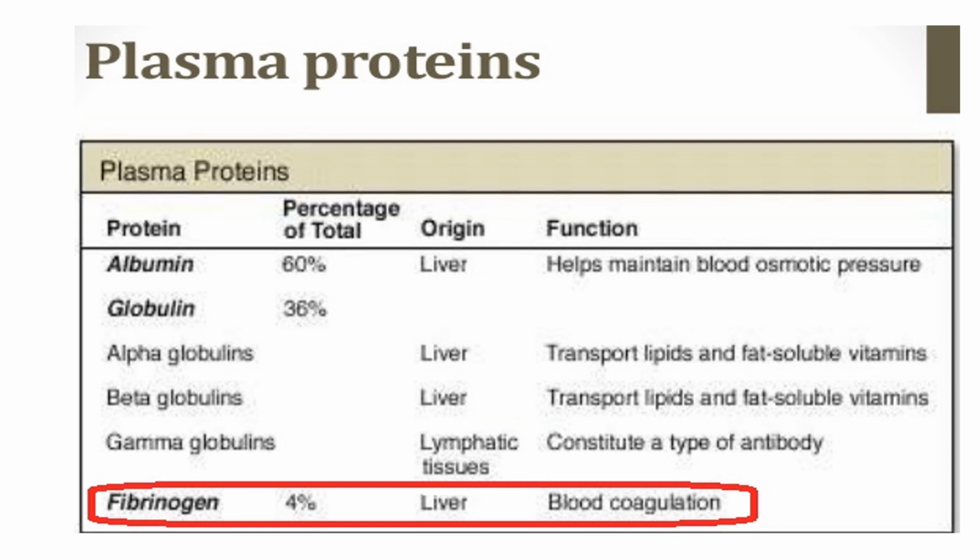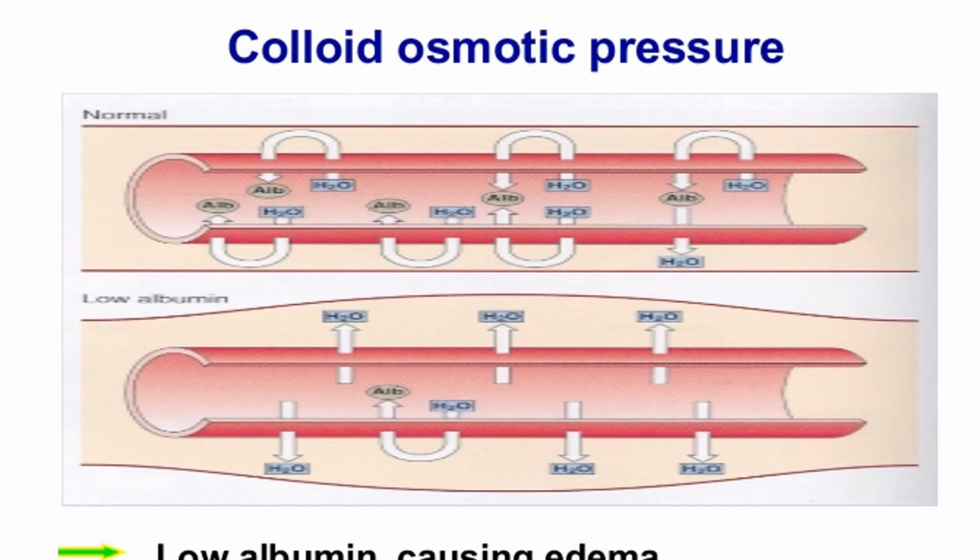Then globulins, which constitute 36%, alpha globulin and beta globulin, are synthesized again, as I have mentioned earlier, by the liver, and they have a role in the transport of lipids and that of the fat soluble vitamins. And gamma globulins have a role in immunity, and the fibrinogens, which constitute 4%, are again synthesized by the liver and have a role in coagulation.